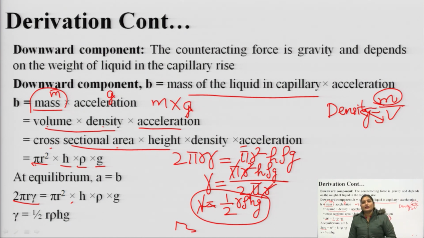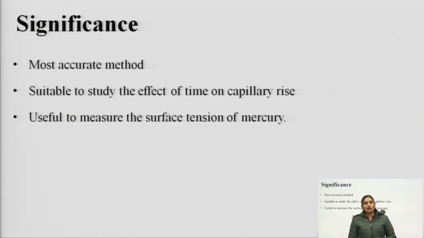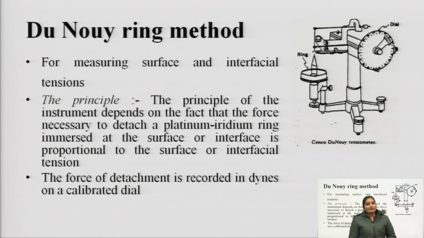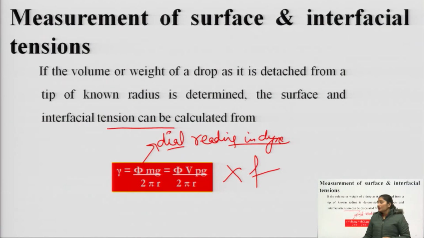Another method for calculation of surface and interfacial tension is the Du Noüy ring method, and in this method we can measure the interfacial tension as well as surface tension with the help of this formula. This value represents the dial reading in dynes, m represents the mass, g represents the acceleration due to gravity, v represents the volume, rho represents the density, and a correction factor is applied to avoid errors in the calculation, and this correction factor is represented by the letter F.